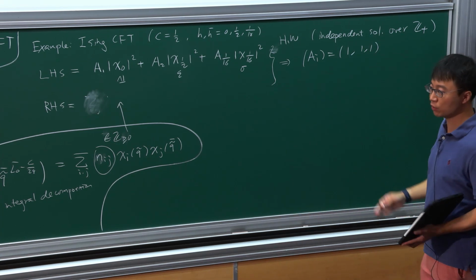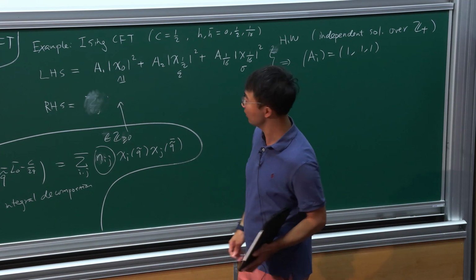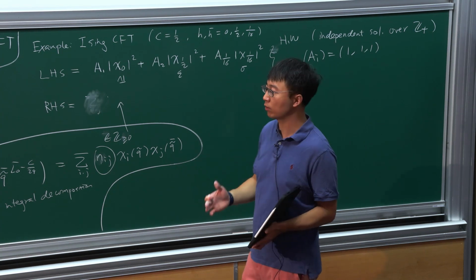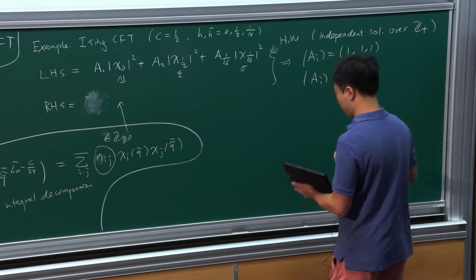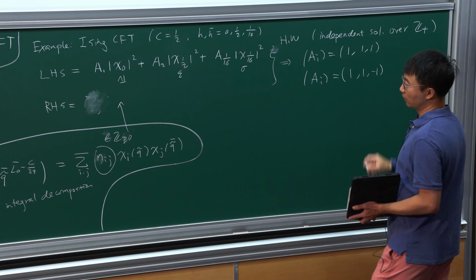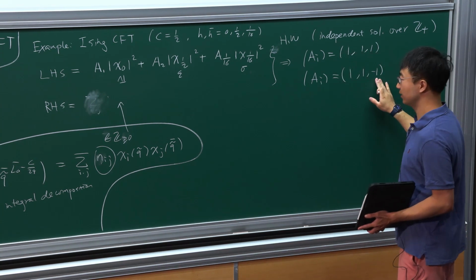This is the trivial solution that you expect coming from having a modular invariant partition function. And this corresponds to the case where the symmetry does not act at all. It corresponds to the trivial symmetry. And another solution is given by when the symmetry acts almost trivially, except when it acts on the spin operator, where it has a minus sign.